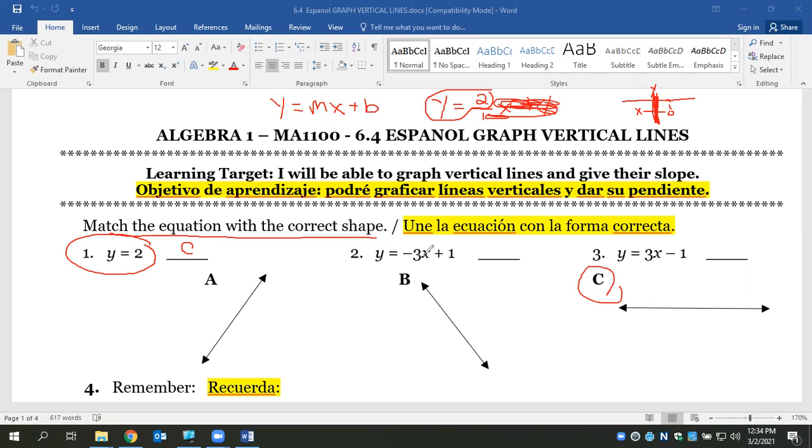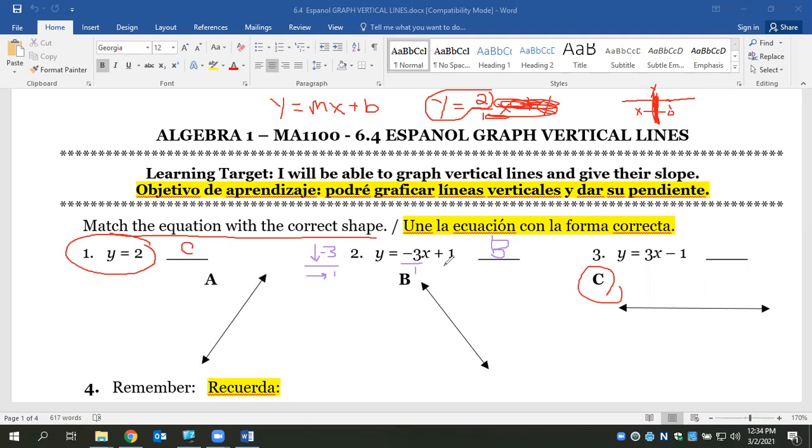Y equals negative 3x plus 1. Well, there's a negative sign here. That's actually negative 3 over 1, which means it's going to go down 3. That's what the negative sign means. And to the right, 1. Well, I'm looking at A, I'm looking at B. I already answered C, so it's between A and B. B is the only one that's going down. So we can use deductive reasoning and figure that out.